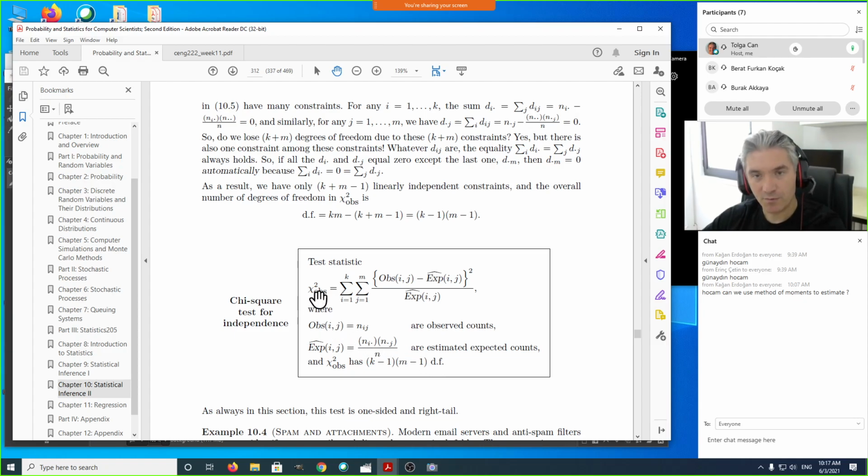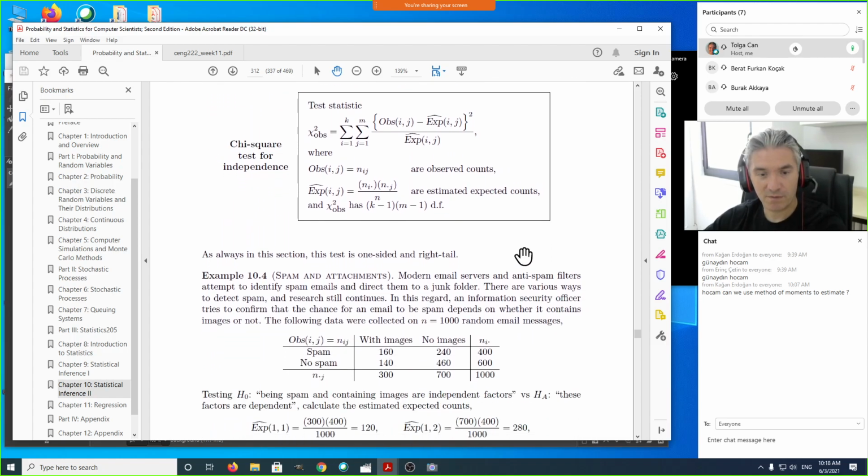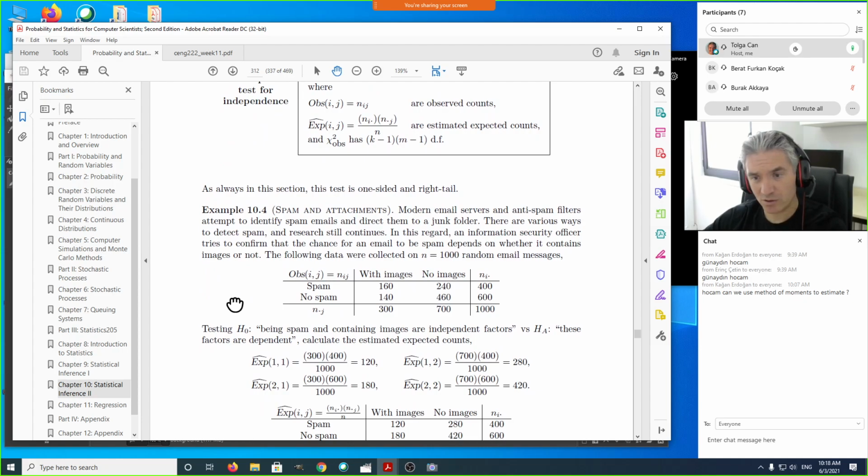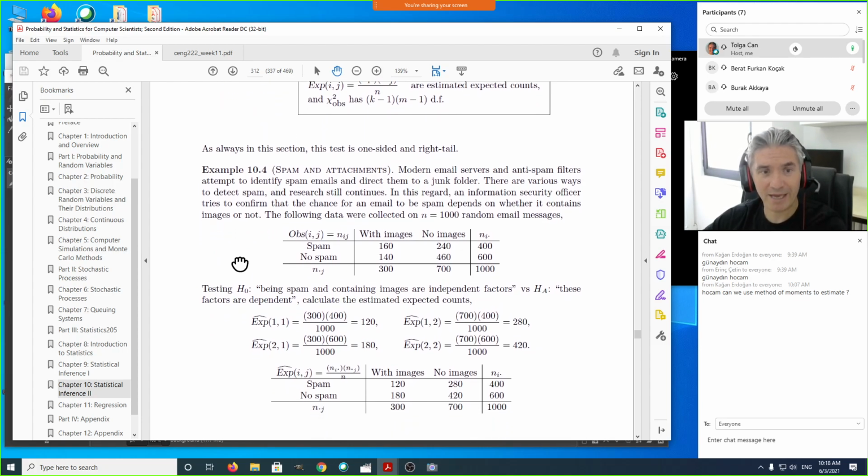So here's the summary for testing for independence. We first divide both random variables into regions. We just count the observed counts that fall into those table cells. And then we compute the expected counts, and with k minus 1, m minus 1 degrees of freedom, we conduct a test.